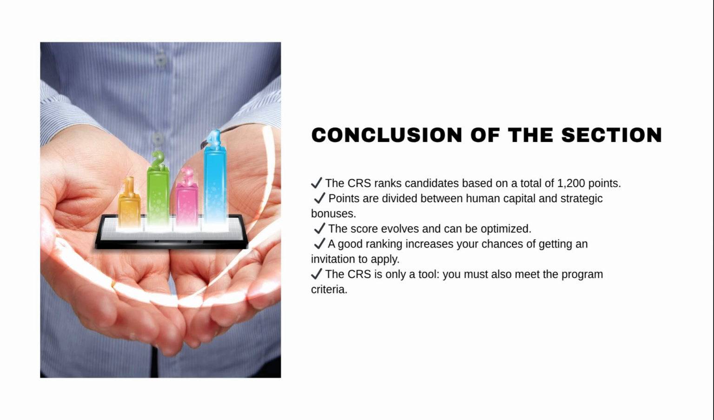To summarize this first section, you've seen that the CRS is based on 2 major blocks, base points and extra points. You now know that the score evolves, that it can be optimized, and that it's strategic to aim for the right thresholds. In the next section, we'll go into detail about each criterion one by one: age, education, language, experience. You'll be able to see how to position yourself and which levers to activate to gain points. This is where you start to build your personal strategy.